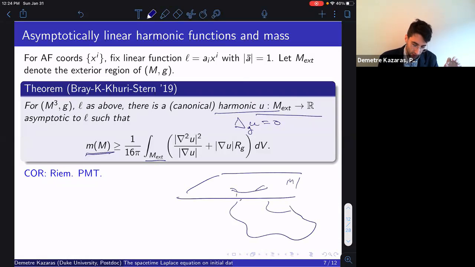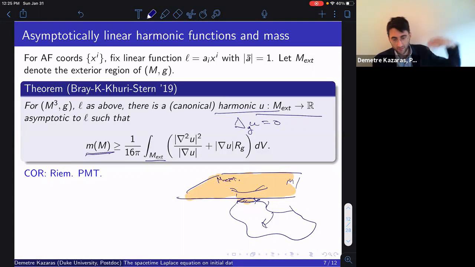You could have lots of topology, could have boundary as well. And by exterior region, I mean you cut off a portion of the manifold. And the exterior region would be what I'm highlighting in orange right now. It contains the end of your manifold and maybe removes some interior piece from the initial data set. Okay, so this is the domain of the harmonic function that we're describing here.